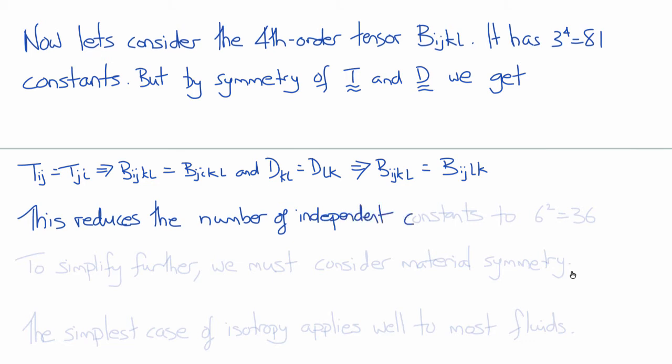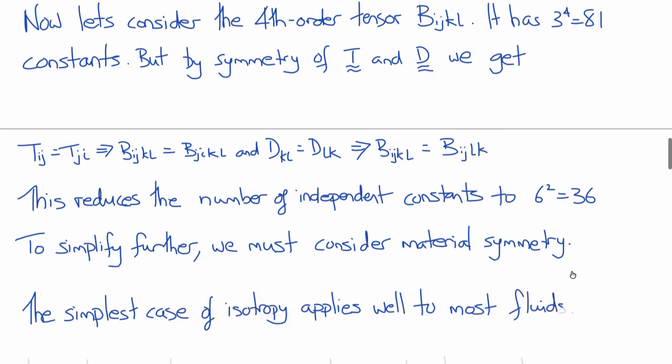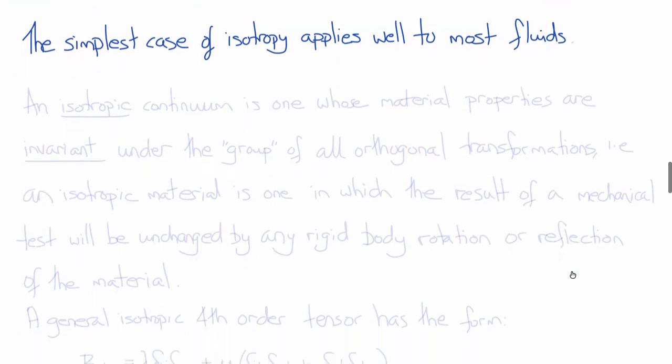Think of that 36 as being 6 squared, namely there are 6 different components of the symmetric stress tensor and 6 different components of the symmetric rate of deformation tensor. So there must be 6 by 6 independent coefficients. Now, to simplify Bijkl more than this, we must consider material symmetry. Material symmetry describes the properties of the material as a function of orientation. The simplest case of material symmetry is isotropy, and it applies essentially to all fluids except some very unusual fluids like liquid crystals.